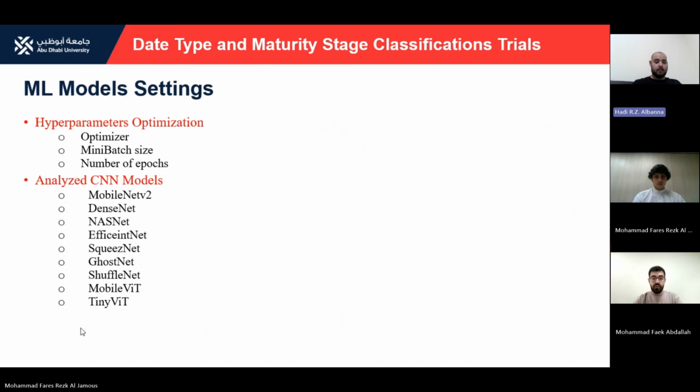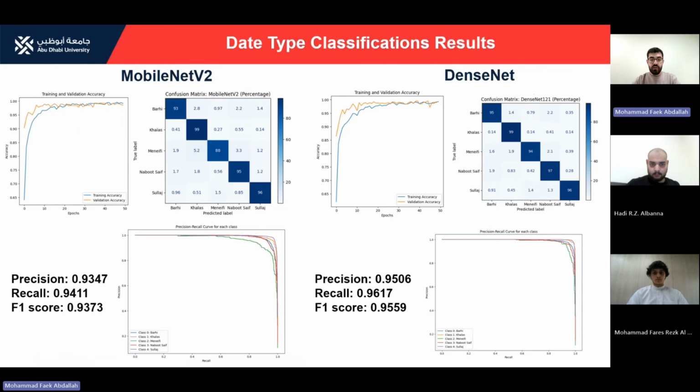For the hyperparameters, we chose the optimizer, mini batch size, and the number of epochs to make our model more reliable. Second, we evaluated multiple CNN models to get the best results from each model. These are the results of the MobileNet version 2 and the DenseNet model for the date type classification.